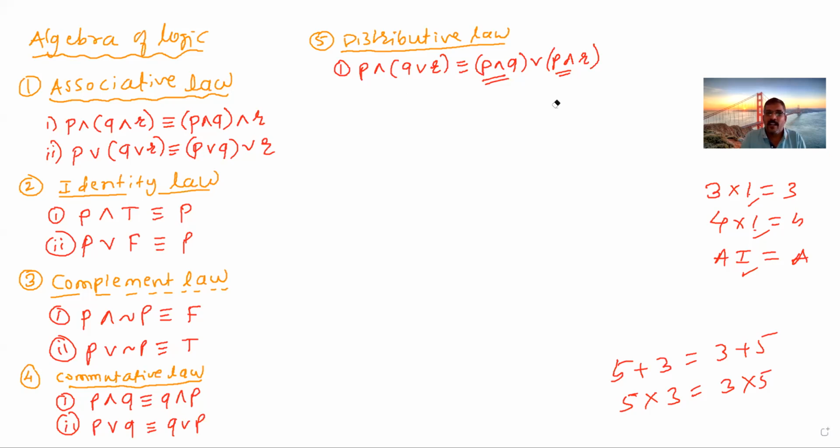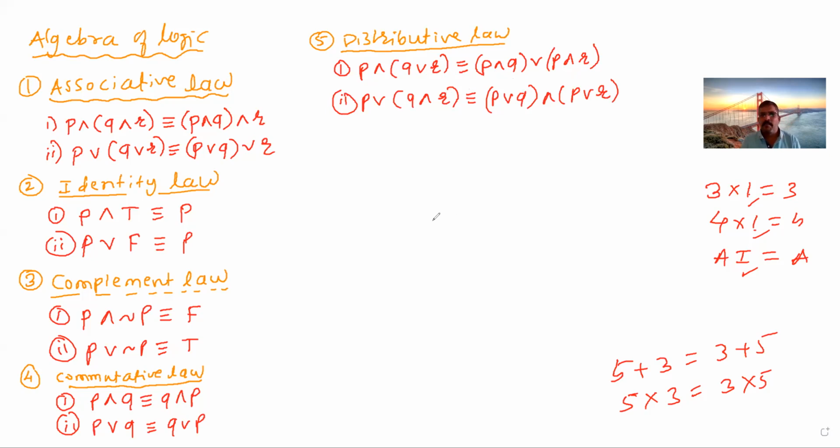Okay. Now the second law, its dual. Here 'and' is distributive over 'or', but in the second we can say 'or' is distributive over 'and'. P or (Q and R) is logically equivalent to (P or Q) and (P or R). Got it? This is the distributive law.